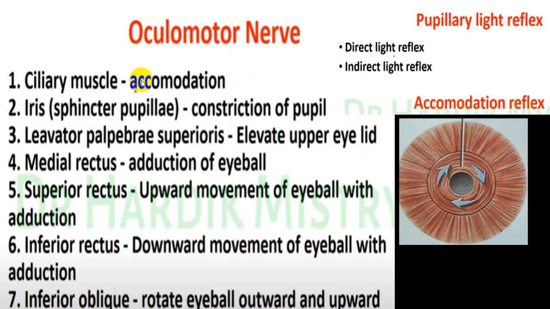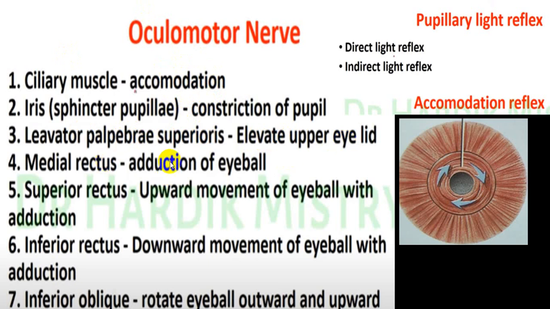So the oculomotor nerve supplies the ciliary muscle, so it is concerned with the accommodation response. One part of the accommodation response is that the lens thickness will be changed so that the light focuses on the retina. It supplies the constrictor pupillae. This will be a parasympathetic fiber, so it will give rise to constriction of the pupil. Levator palpebrae superioris will help in elevating the upper eyelid.